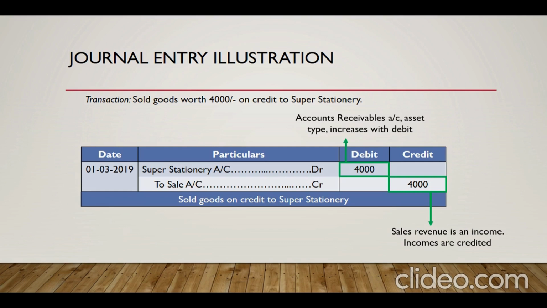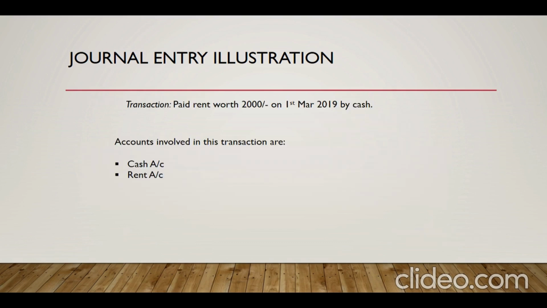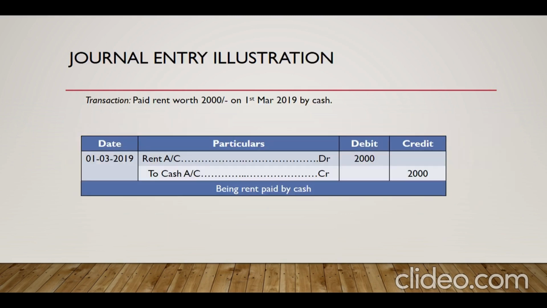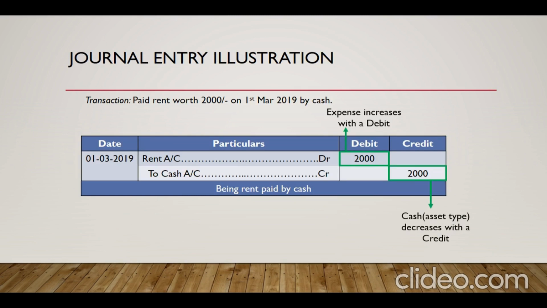Now let's proceed towards the next transaction. In this transaction we are making a payment towards rent, and the accounts involved are the cash account and the expense account, which is the rent account. We know that expenses like rent increase with a debit, and to denote a decrease in cash we decrease the cash account by a credit, and accordingly we pass the journal entry as follows. We debited the expense account and credited the cash account. Now let's continue with the next transaction.